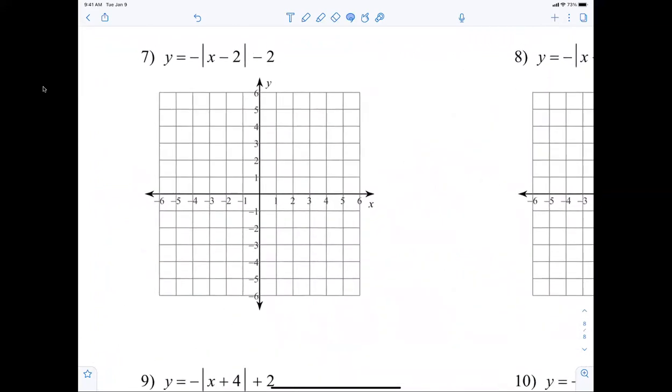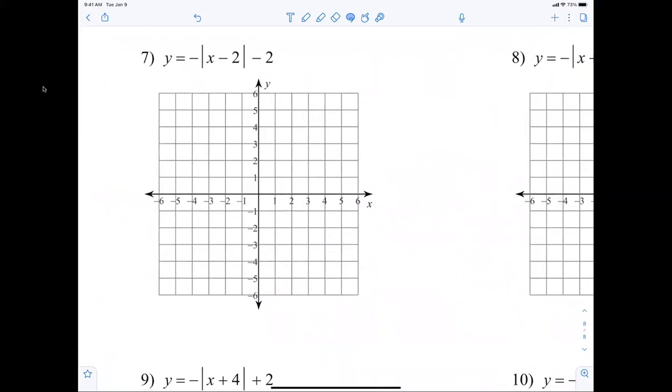All right. Shift what? Right 2, down 2. So everybody goes to the right 2 and down 2. Plot a point. That is the vertex. Now, the negative in front, I want you to remind yourself, that is going to reflect over the x-axis. Essentially what that means, instead of going up, it's going to go down.